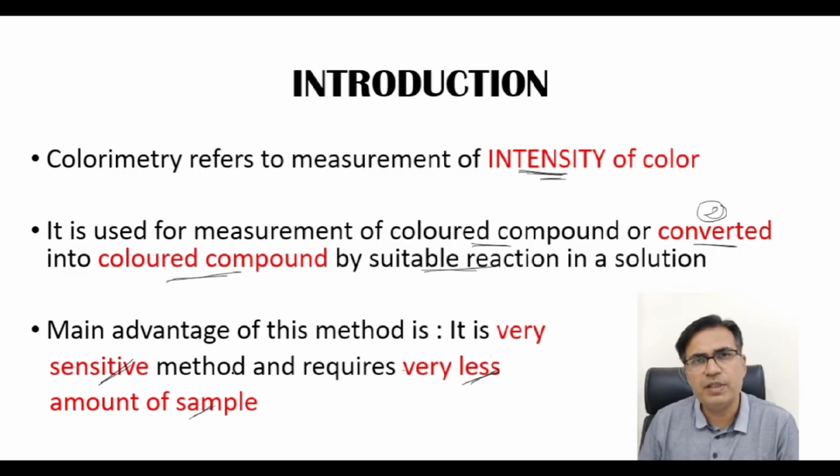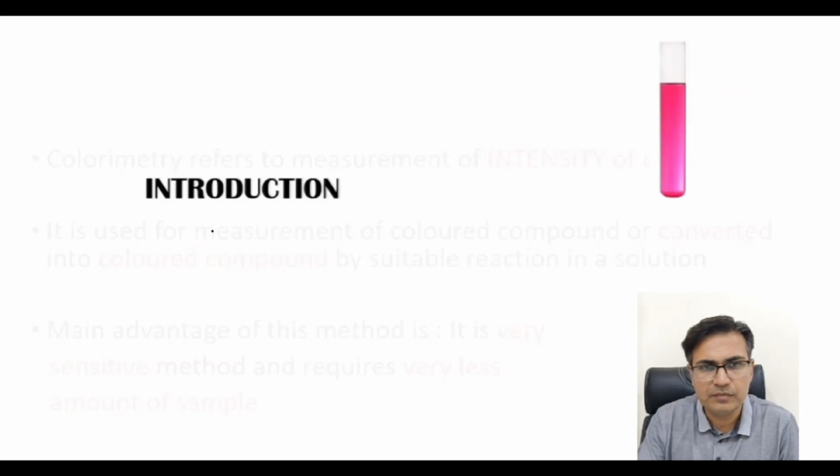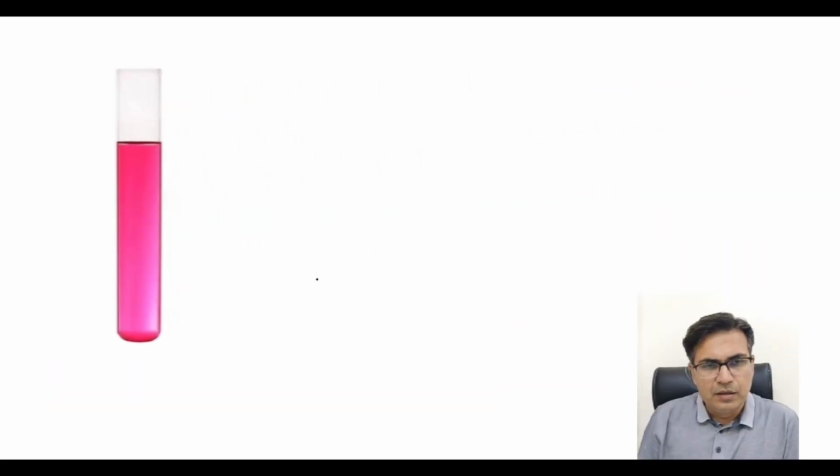You must have seen that the laboratory person takes a few ml of blood sample and gives results of so many parameters. So in biochemistry we are performing all the estimations based on this colorimetry. Suppose after a suitable reaction we convert all the plasma glucose into a colored compound and we get this kind of color. Now we have to check the intensity of color.